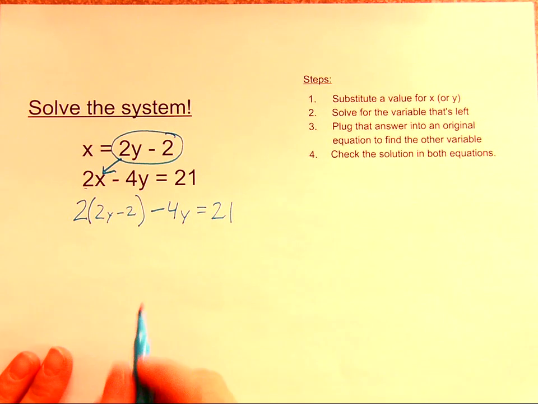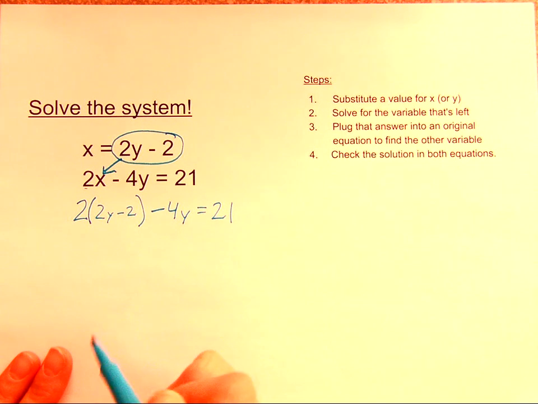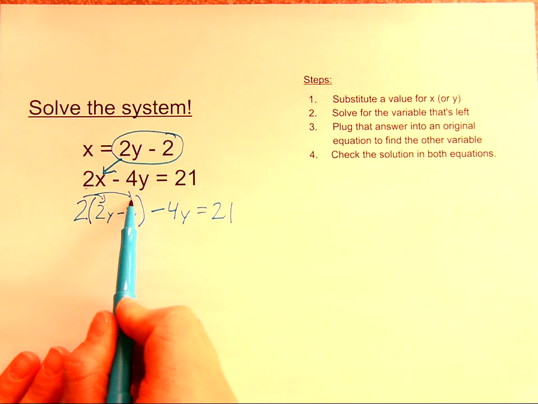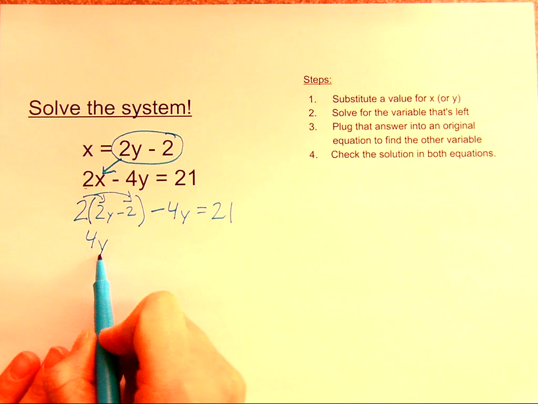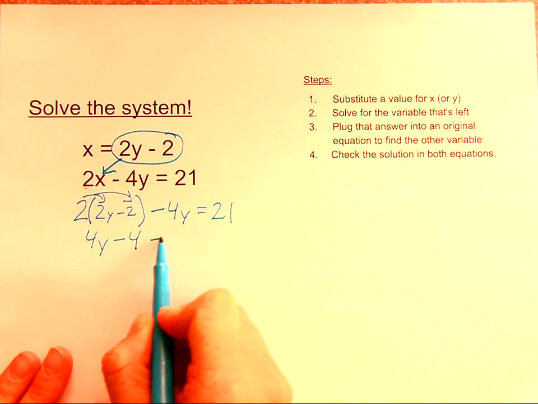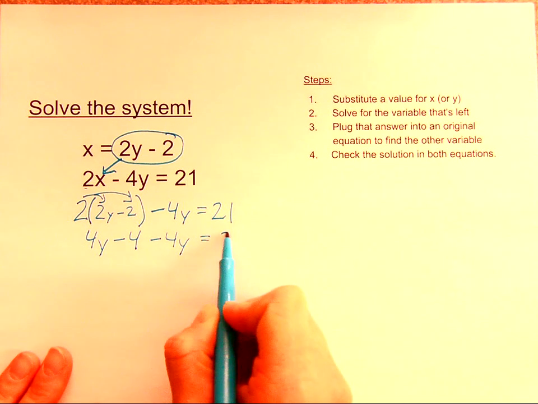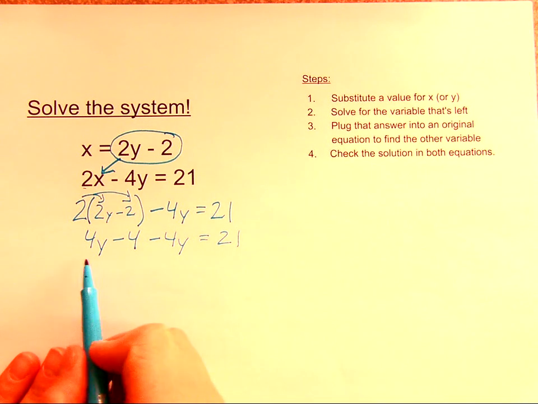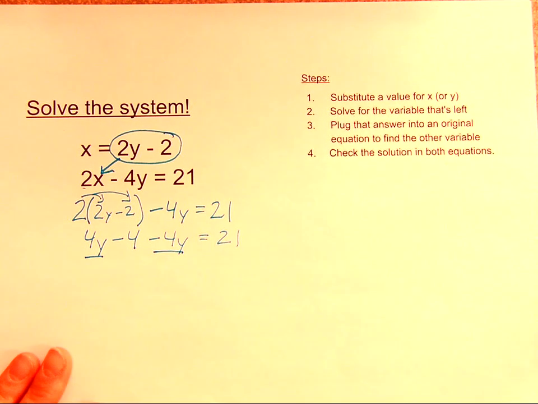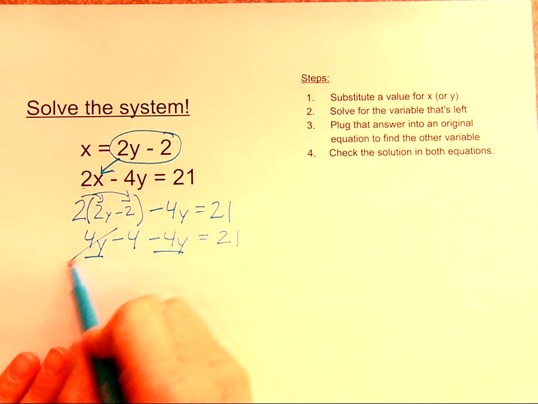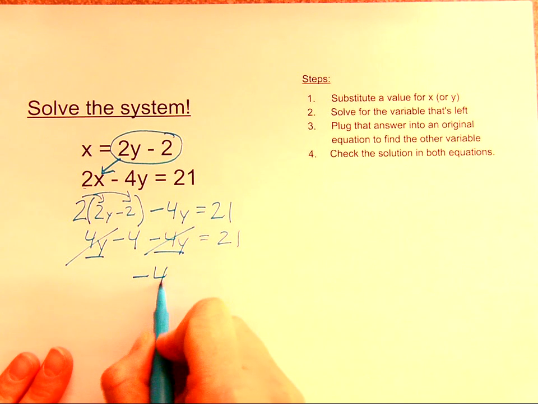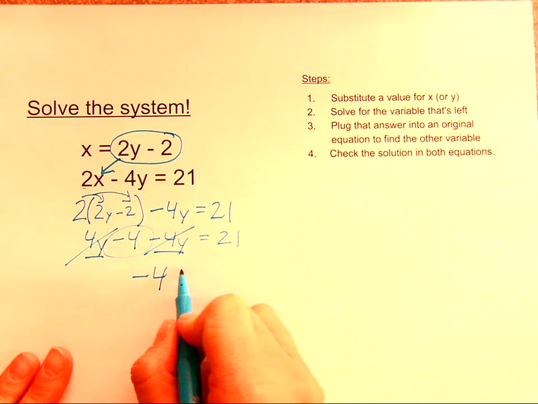Now y is the only variable I've got left, so that's the one I'm solving for. So first thing would be to distribute 4y, subtract 4, subtract 4y, gives me 21. So I have a 4y and a negative 4y. These both cancel. They're on the same side, a positive 4 and a negative 4. Okay, leaves me with just this negative 4 is equal to 21.